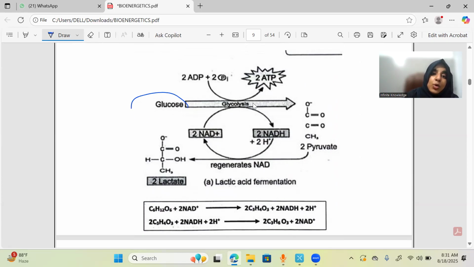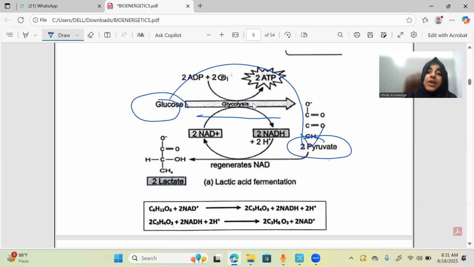See, first we have glucose. Glucose undergoes glycolysis and it is converted into pyruvate. We are going to discuss this right now. Don't worry if you don't know about glycolysis or how glucose is converted to pyruvate. We are going to see all of this. Just don't worry.